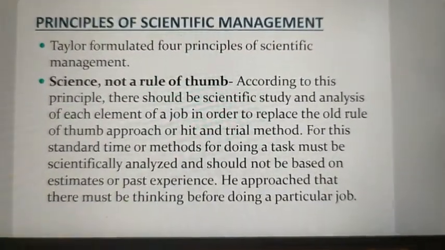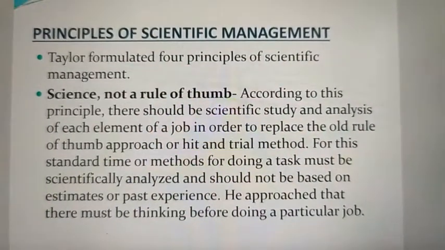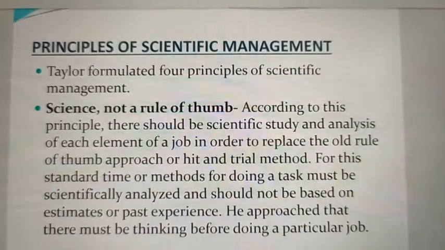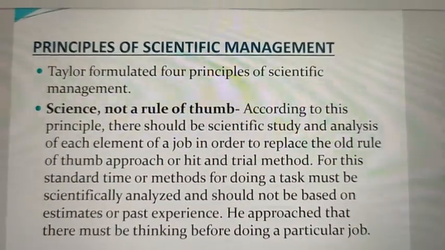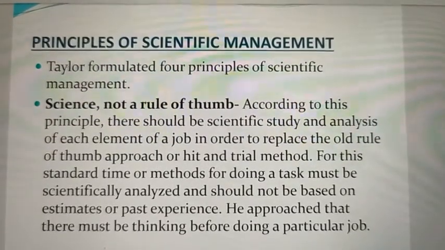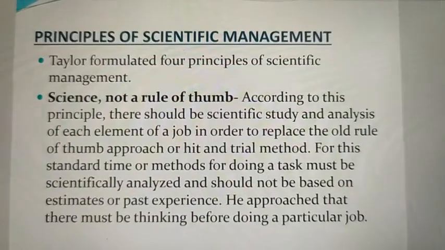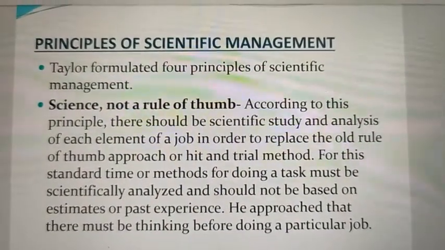So the principles of scientific management which was given by F.W. Taylor are four. There are four principles of scientific management. So we are going to discuss those one by one. The first is science, not rule of thumb. Now what do you mean by rule of thumb? The rule of thumb means doing something just because others are doing it.